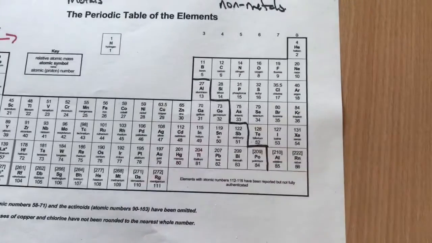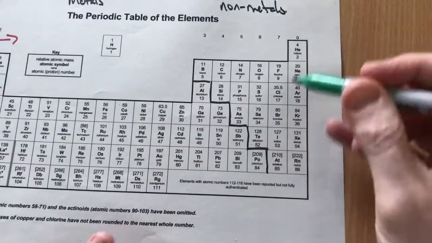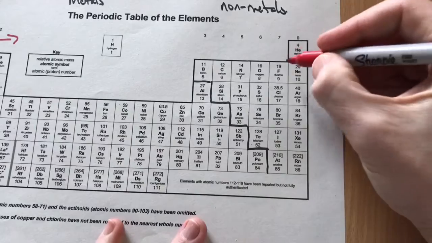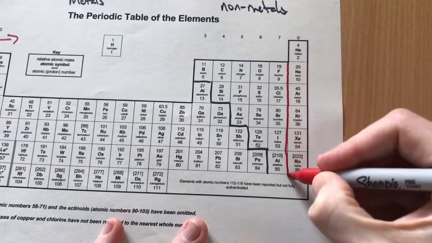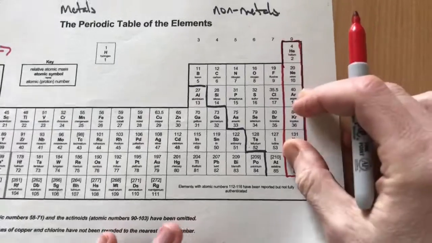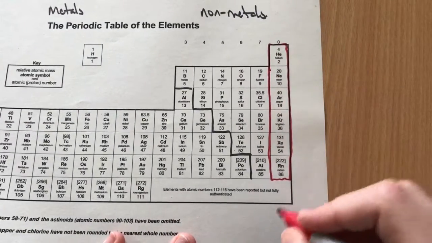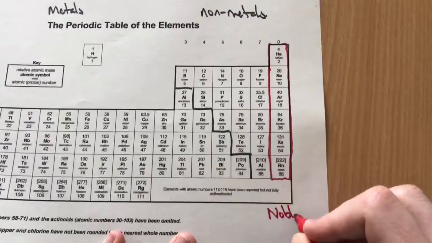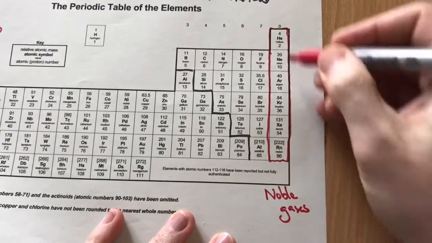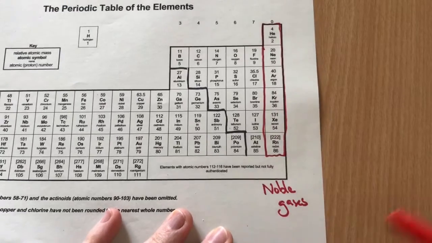In terms of other groups of elements, let's continue looking at the non-metals for a moment. Over here we've got group 0 on the periodic table. Group 0 are these elements here: helium, neon, argon and so on. These are called the noble gases, and they're very important because they are unreactive. You'll learn more about those later.